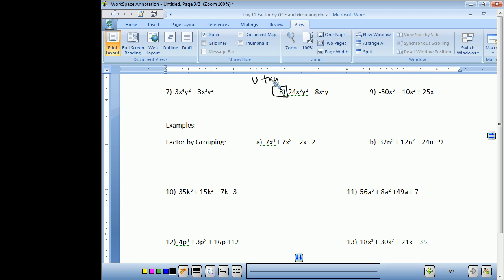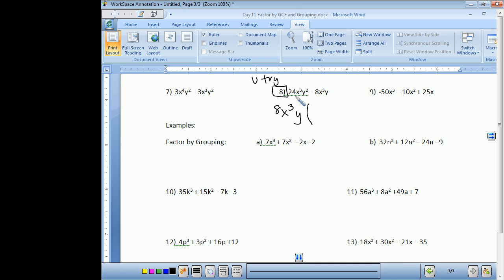All right. I was seeing some good stuff as I was walking around. So if we look at this one, an 8 is a factor of both of these. 8 divides into 24 and 8 divides into 8. And then they both have an x in common and they're both cubed. And they both have a y in common. But we can only pull out a y to the first because this second term limits us.